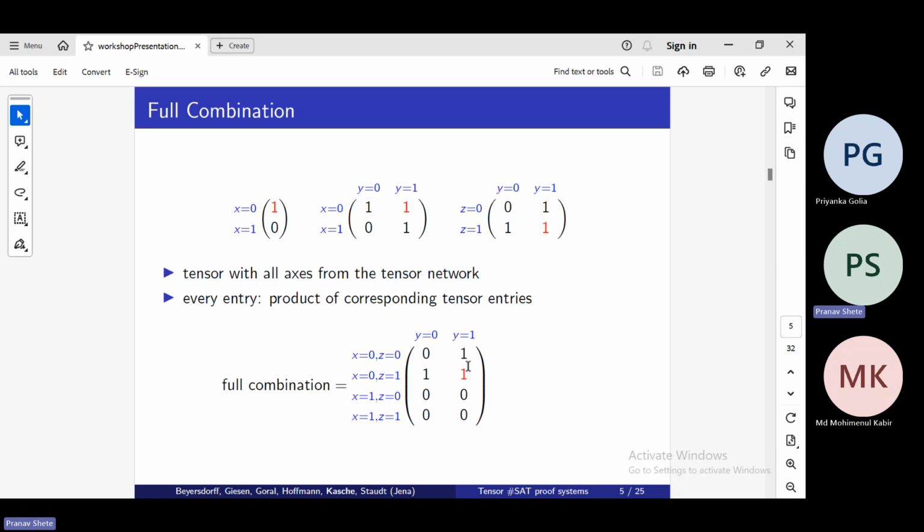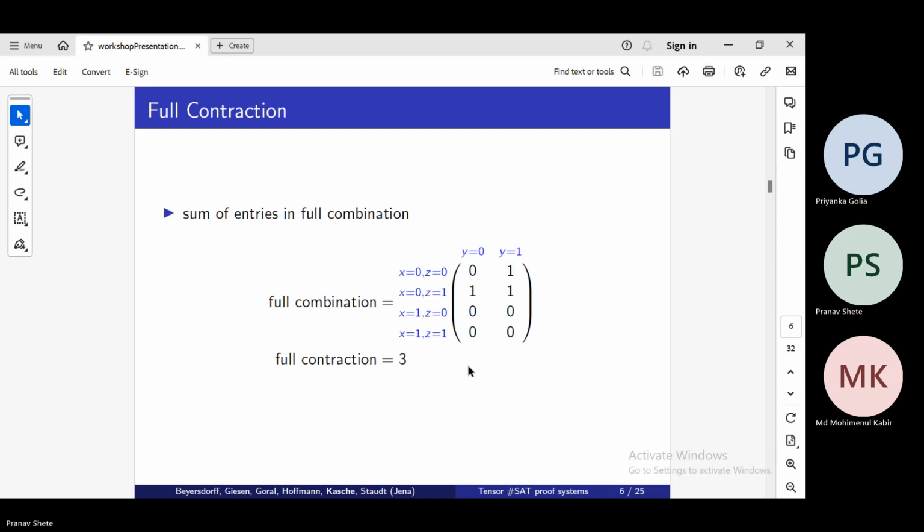And this entry is a 1 because it's the product of these corresponding entries, which are 1. And if we can compute the full combination, we can compute the full contraction, which is just defined as the sum of the entries in the full combination. So in this example tensor, the full contraction would be 3.